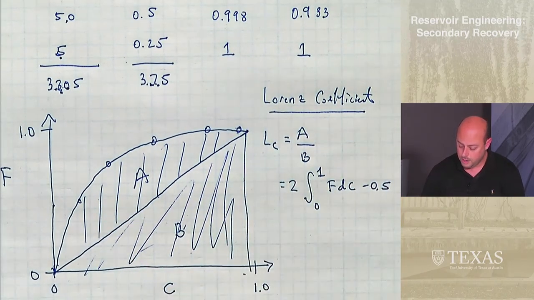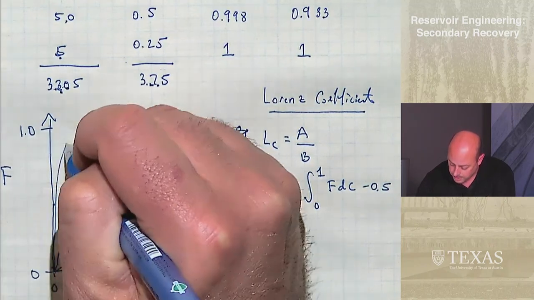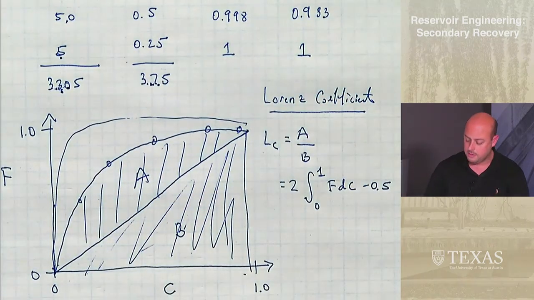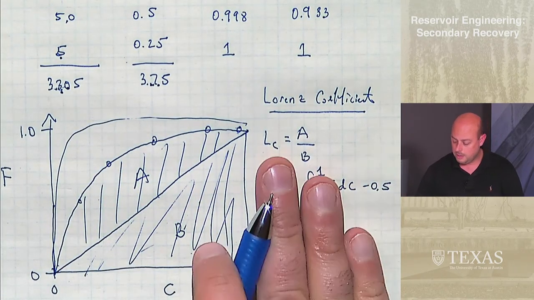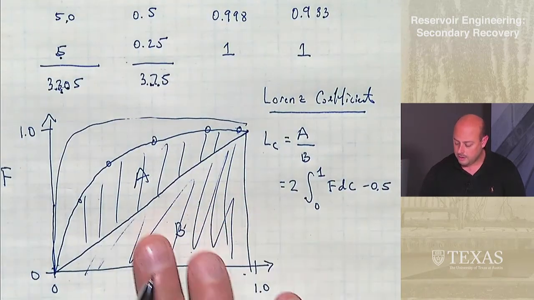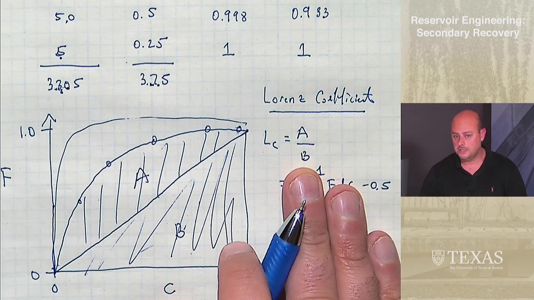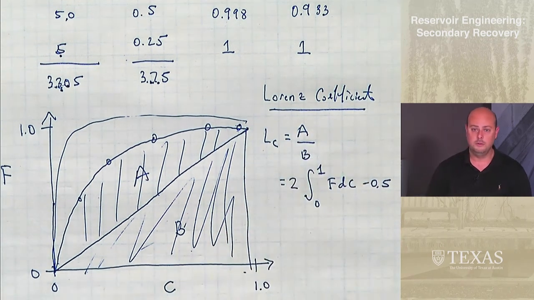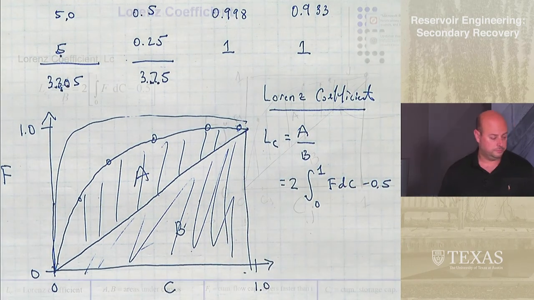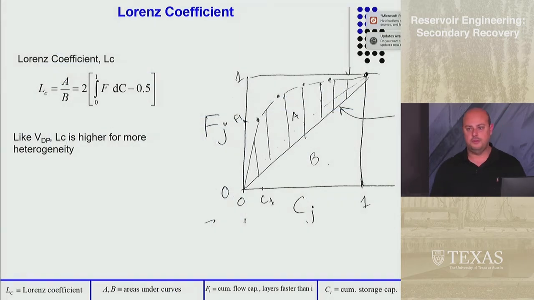So a value close to 1 would mean that this is a really big area. Now you can never have greater than 1, but LC is this area A over area B. A small area A with respect to B is homogeneous. A big area with respect to B is heterogeneous. And this is what I have on this slide here.